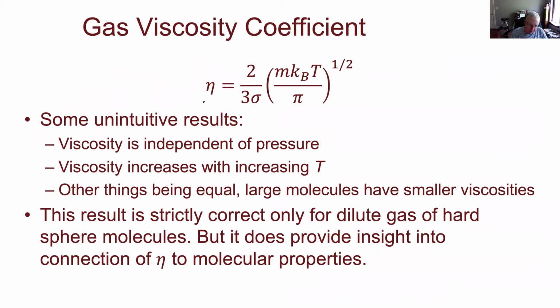Eta over here is the viscosity coefficient. If we look on the right-hand side, we've got a number of things that you'll recognize as being some of the parameters we've been talking about as we work through the other gas relationships we've had. On the bottom here, I've got sigma. That is still the collision cross-section for the molecule, so it's related to the size of the molecule. And then to the right of that, I've got this mkT over pi all to the 1/2 power. That's a clump of terms that we've been seeing quite a bit.